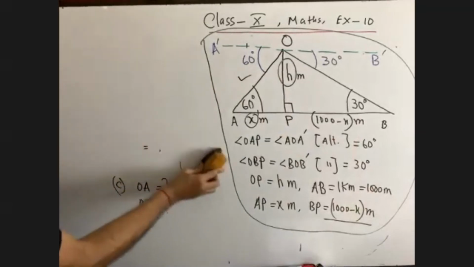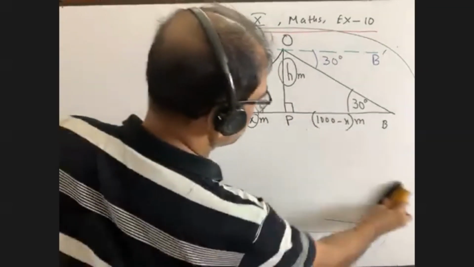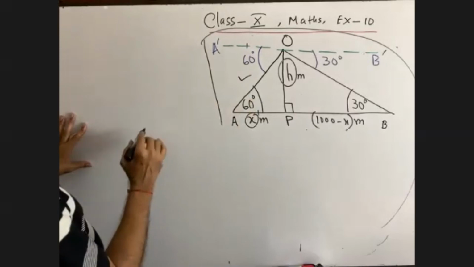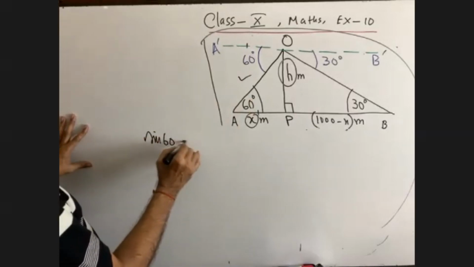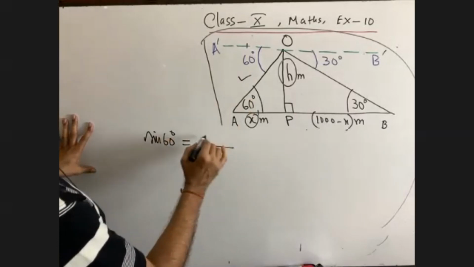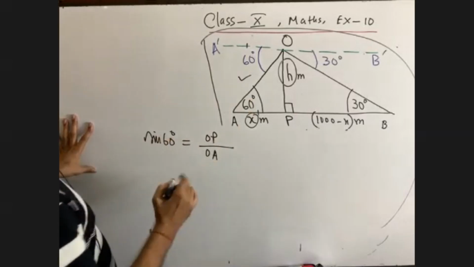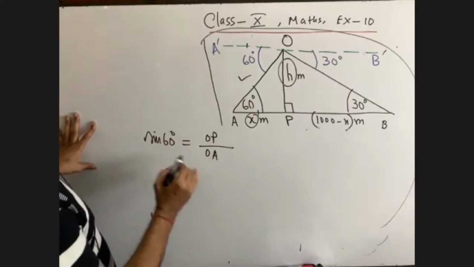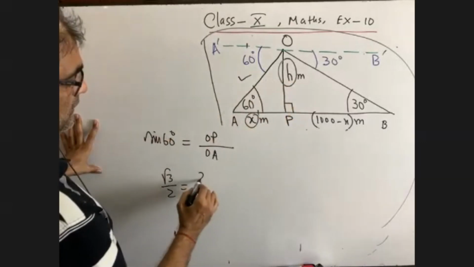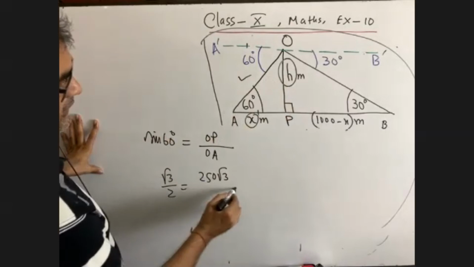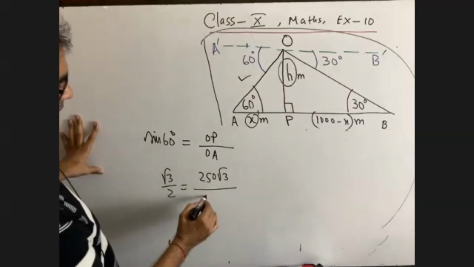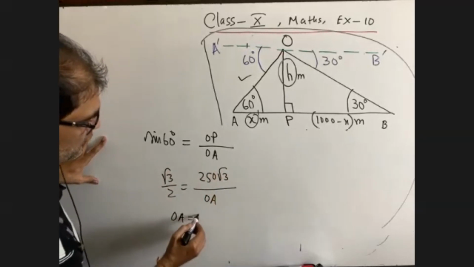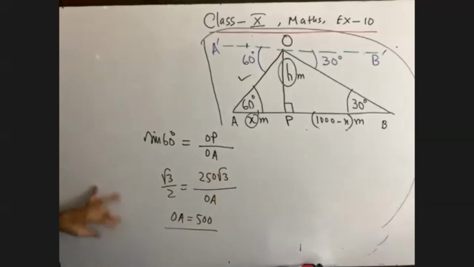Yes, sir. How will you find it? Suppose I am going to find OA. Sine 60 degree is equal to OP by OA, without using the Pythagoras theorem. Sine 60 is root 3 by 2. What is OP? OP is 250 root 3. And we have to find OA, so root 3 will be omitted. So we have got OA is equal to 500 meter. Have you got me?